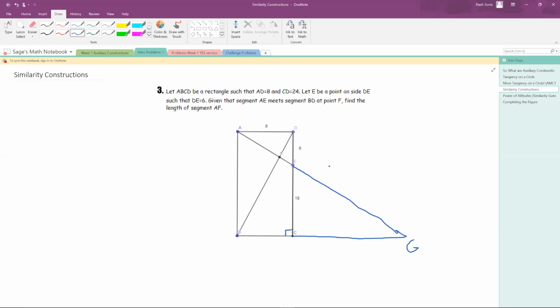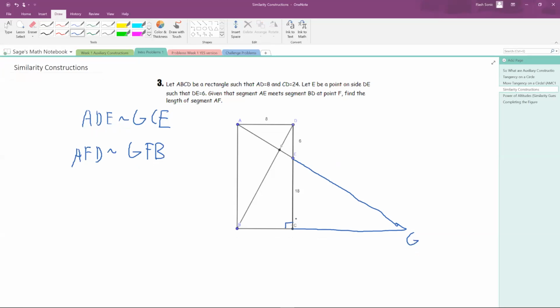The reasoning behind this is that by doing this, we create two different pairs of similar triangles. We can see that triangle ADE is similar to triangle GCE, and we can also get that triangle AFD is similar to triangle GFB. So just by drawing in these extra two lines, we gain two similarities, which are really helpful because they allow us to length chase our way through the problem.